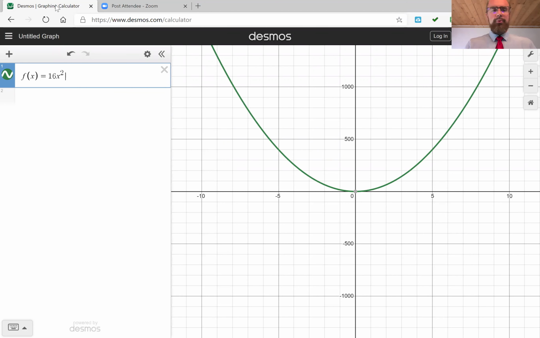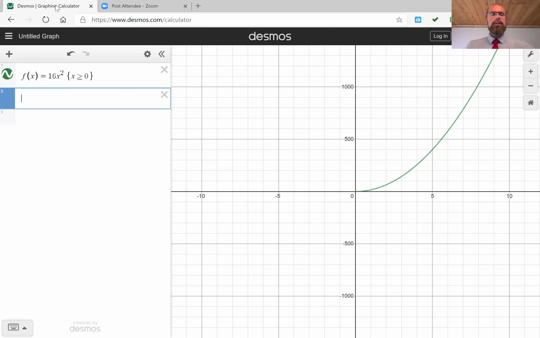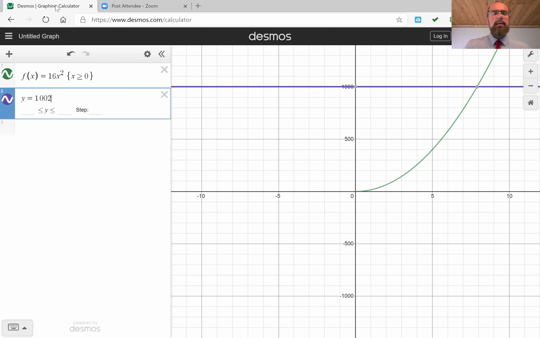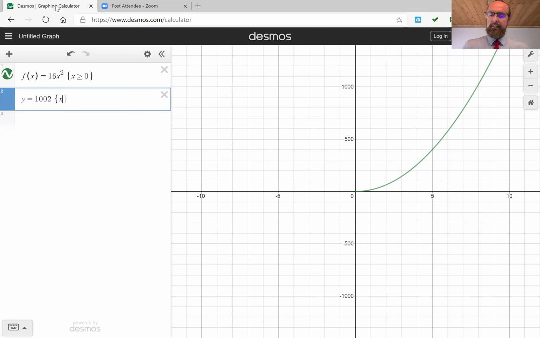So there's my function, and really I probably need to limit it to positive x values. So to do that, I'm going to put the curly bracket and say x is greater than or equal to 0. And that limits the domain there so that it really fits in the situation. Now, I'm interested in the y value of the height of the building. So I'm going to say also y equals 1002. Same here, I can probably limit this to x, with the curly bracket, greater than or equal to 0.